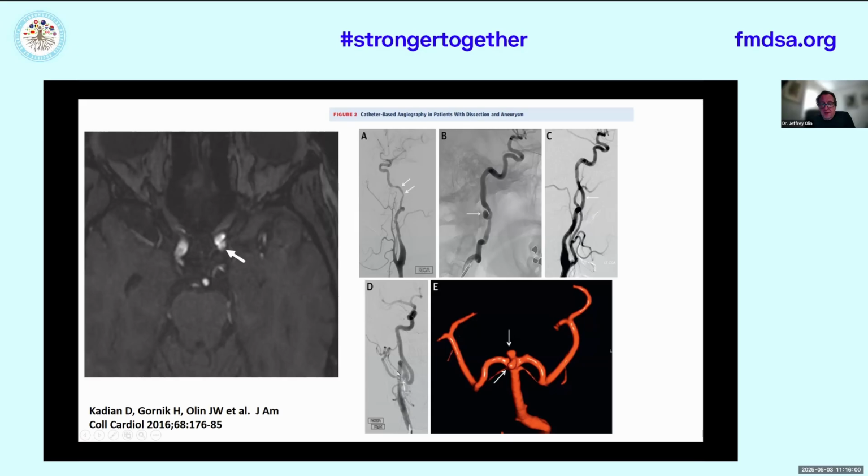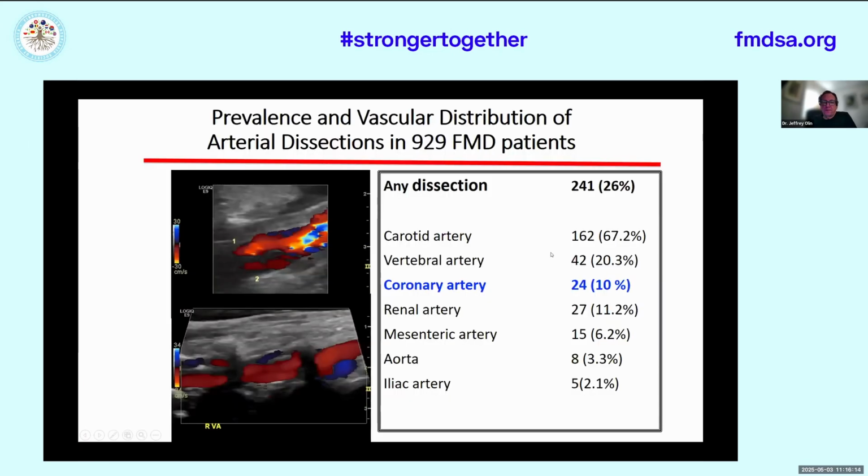And you see an aneurysm here in this tortuous segment. And I've been following this patient for a decade with this bi-tipped basilar artery aneurysm that has recently grown and is going to need intervention. And then in these 929 patients, dissections occurred in about 26. This is a carotid, this is a vertebral dissection. And coronary dissections only occurred in 10%, 24 patients.